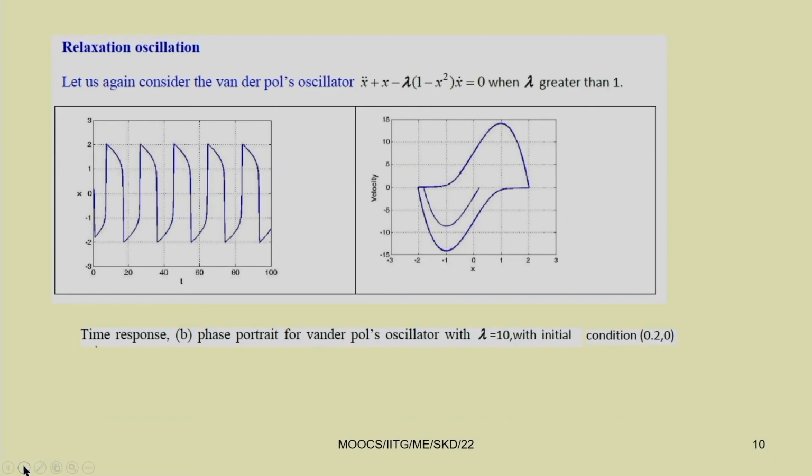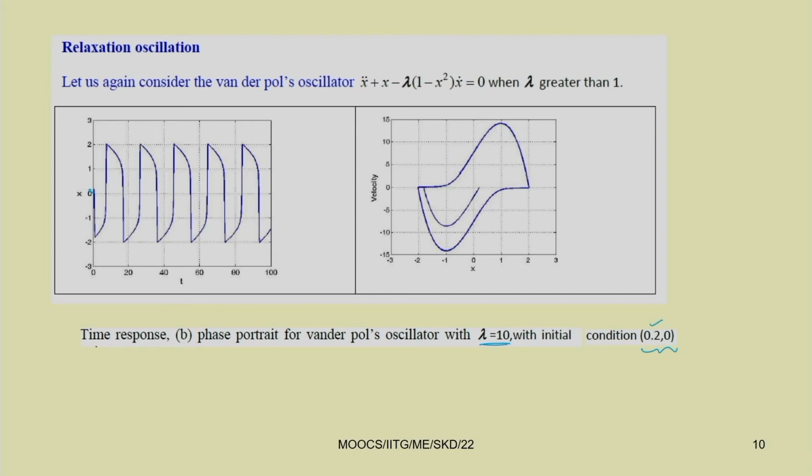Let us take the same van der Pol equation, but here let us take lambda greater than 1. In the previous case we took lambda equal to 1. Now let us take lambda equal to 10. With lambda equal to 10, we have plotted two different initial conditions. In one case it starts with the point 2 and 0, that is, displacement is 2 and velocity is 0.